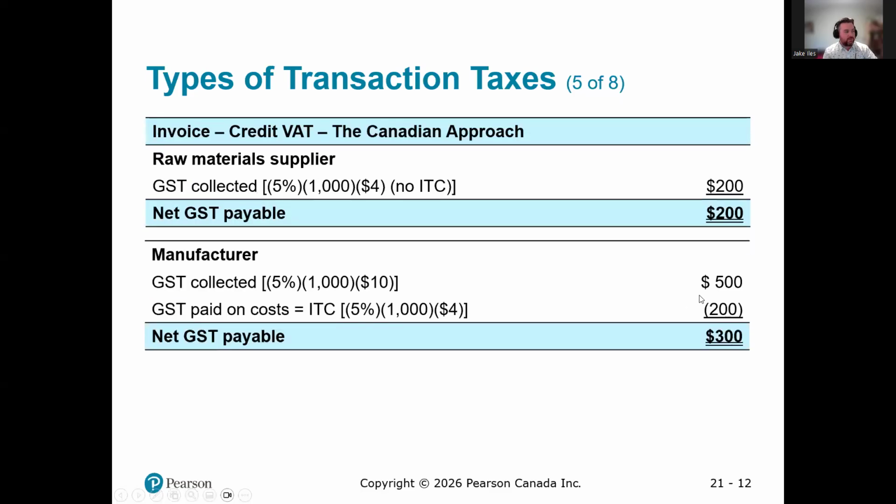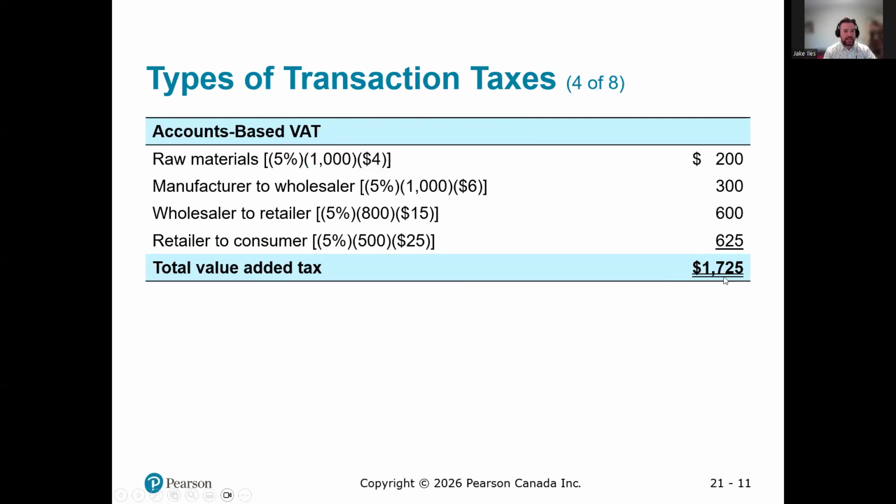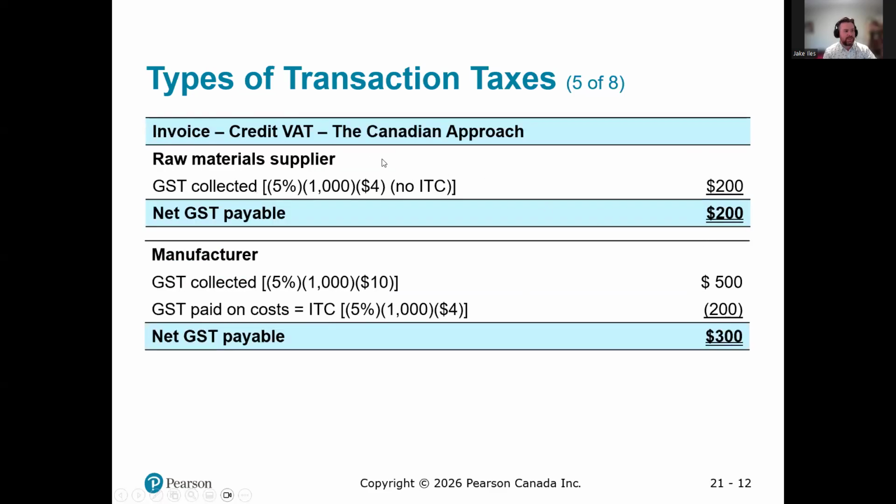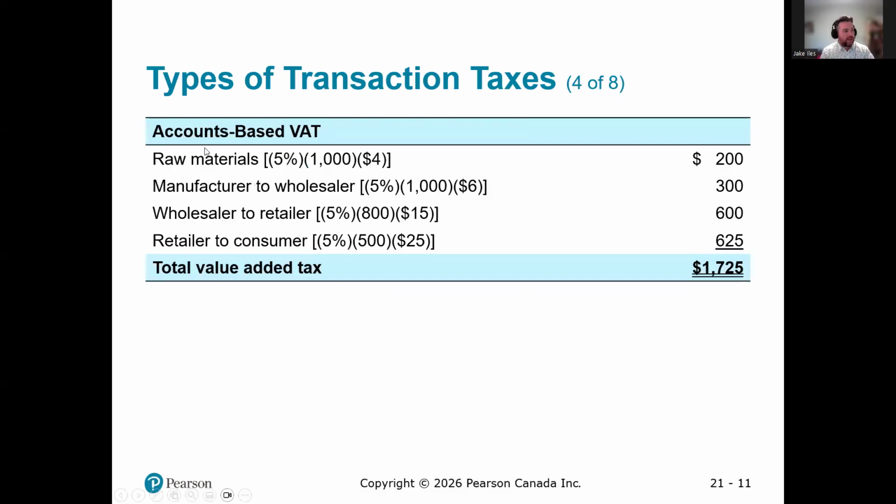If you will recall, when we did our example for just the accounts-based method, it was $1,725. So the Canadian approach actually collects a smaller amount of sales tax. The reason is that when we do the accounts-based change, it's affected by the units sold. The wholesaler is only getting credit for the sales tax already collected for the 800 units that they've sold, but they purchased 1,000 units.